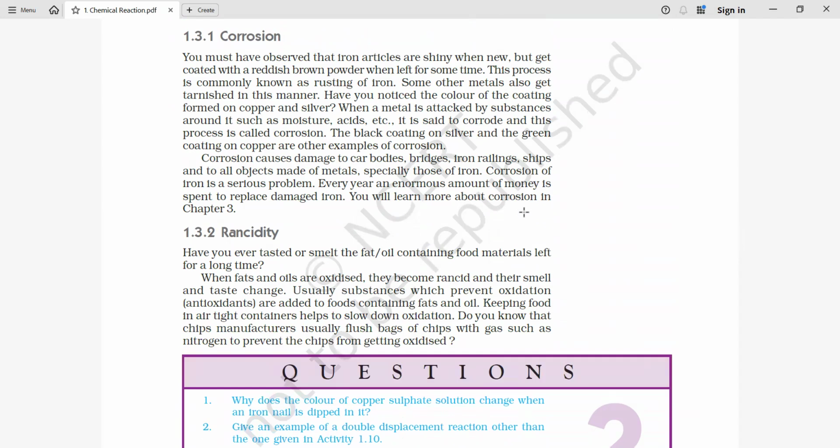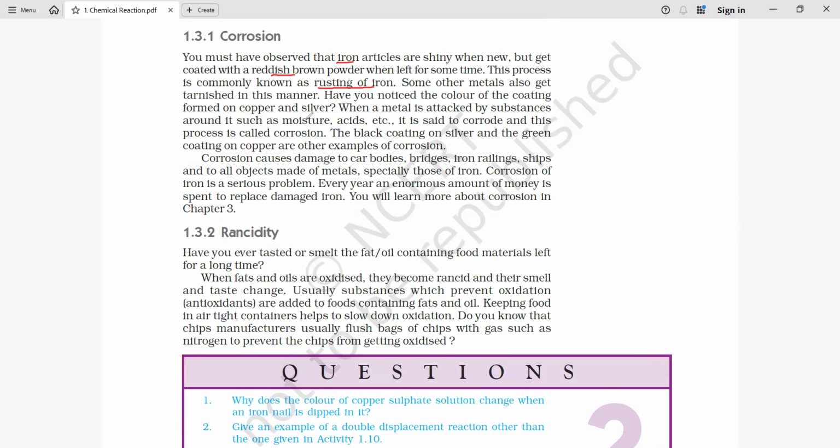So the first one is corrosion. What is corrosion? First we need to understand what corrosion is. Around us, in day-to-day life, so many phenomena occur. Suppose you observe some metals, especially iron: their color and shine change. It turns reddish brown when we leave it for a long time in contact with air and moisture. This process is known as the rusting of iron. The formation of reddish brown powder-like structures on the iron is called rusting of the iron.